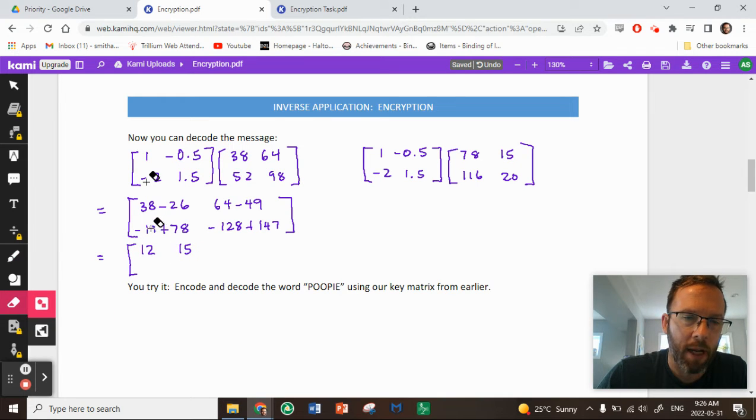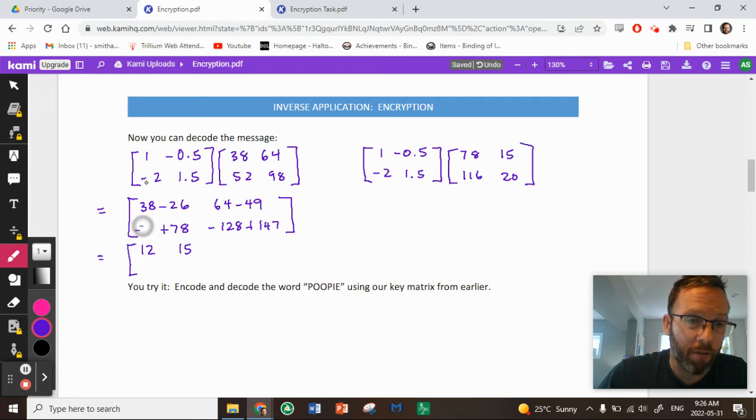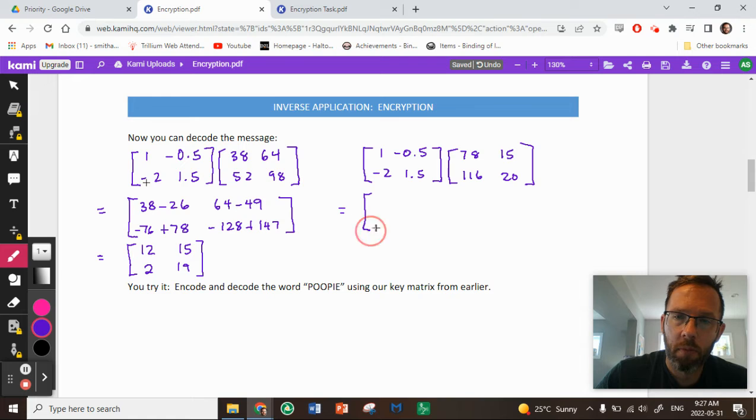All right, so if you were screaming at the screen, we found our mistake. It's okay. -2 times 38 is actually -76. That gives us 2, which is good. And -128 plus 147 is 19. Let's do our next one.